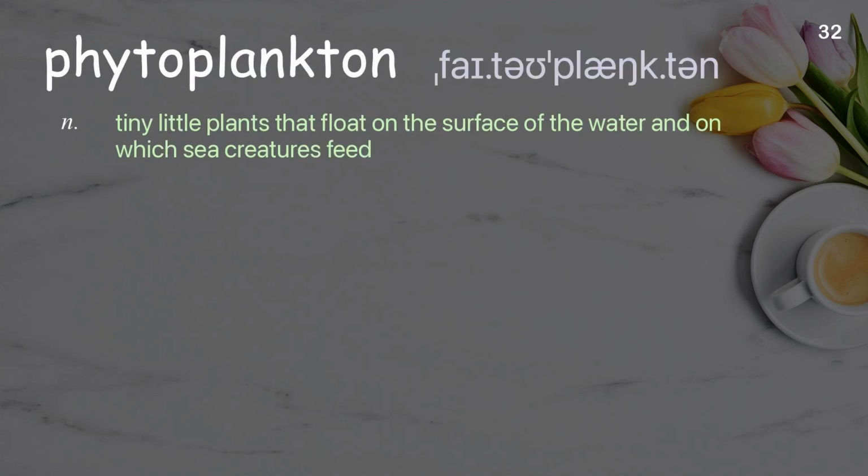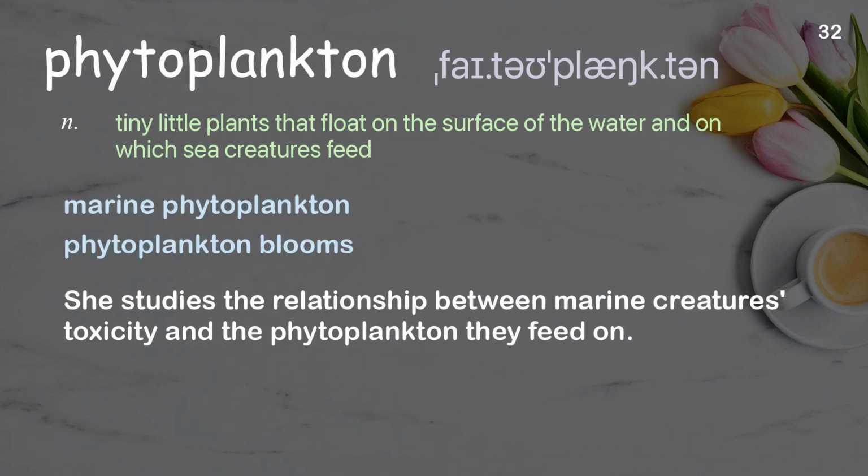Phytoplankton. Tiny little plants that float on the surface of the water and on which sea creatures feed. Examples: Marine phytoplankton. Phytoplankton blooms. She studies the relationship between marine creatures' toxicity and the phytoplankton they feed on.